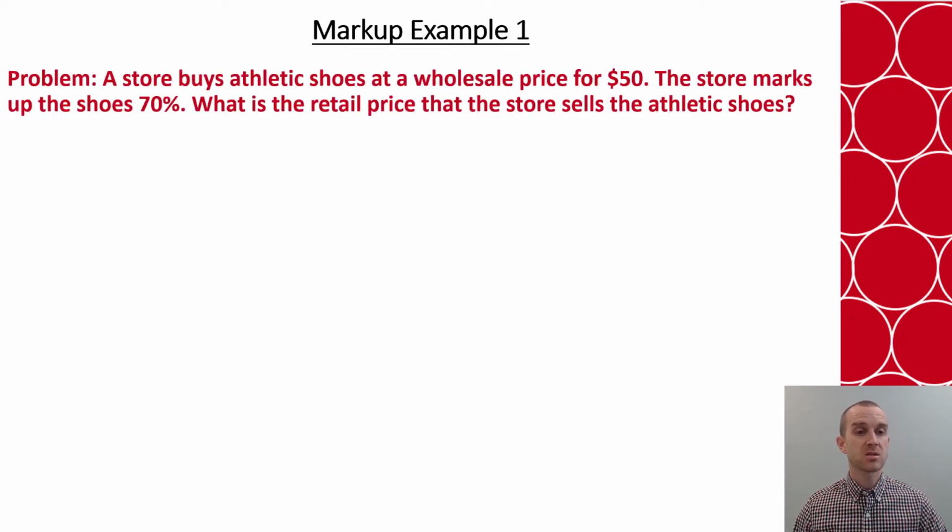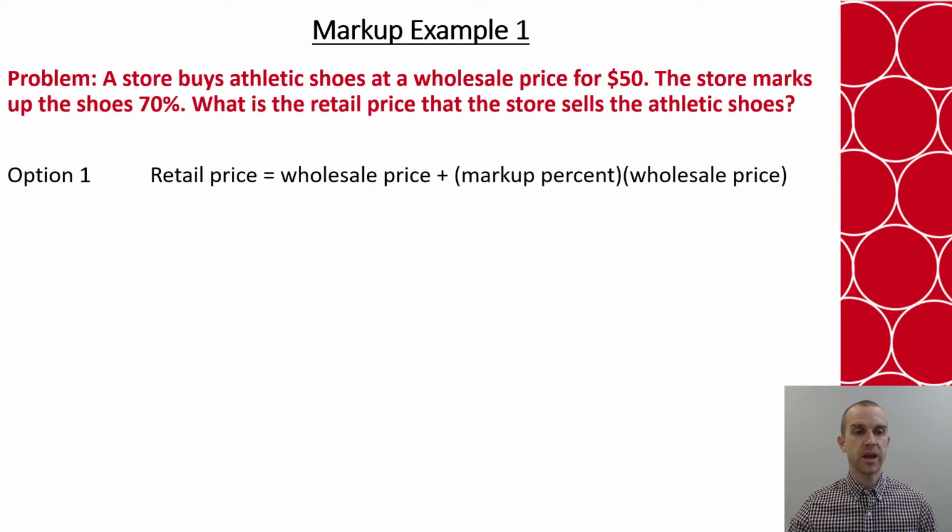In this first one, a store buys athletic shoes at a wholesale price of $50. The store marks up the shoes 70%. What is the retail price that the store sells the athletic shoes for? First, let's start with the very basic equation that we had, where the retail price will equal the wholesale price plus the percent markup times the wholesale price. So we're adding on that percent that is being marked up.